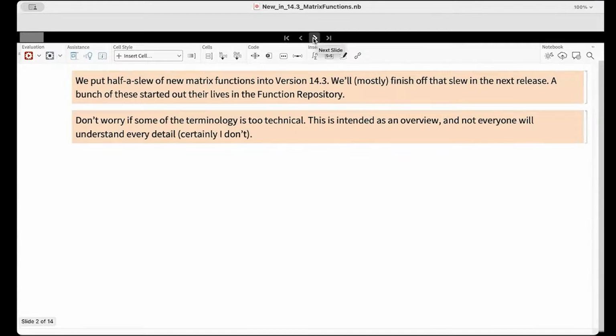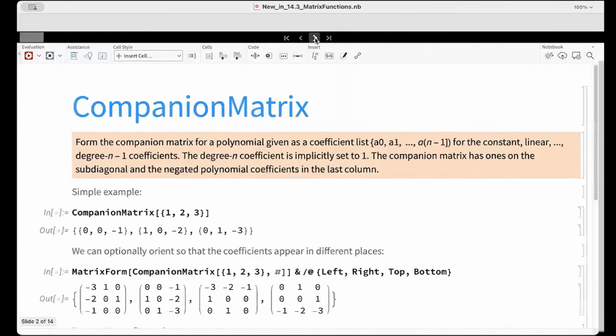The slides will have more detail than what I will cover verbally, and they have links to documentation that cover yet far more detail than the slides themselves.